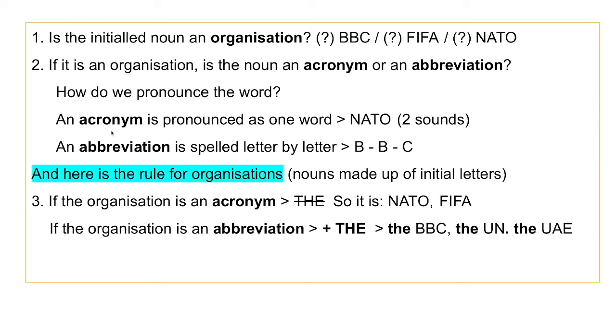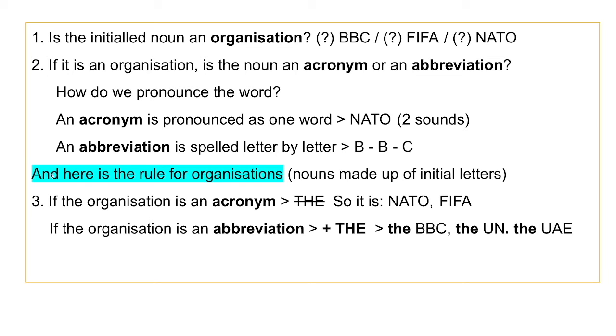An acronym is pronounced as one word. So we say NATO. We say it as if it were a normal noun. They're just two sounds, NATO. If it's an abbreviation, we spell the word letter by letter. So we say BBC. We do not try to say BBK.